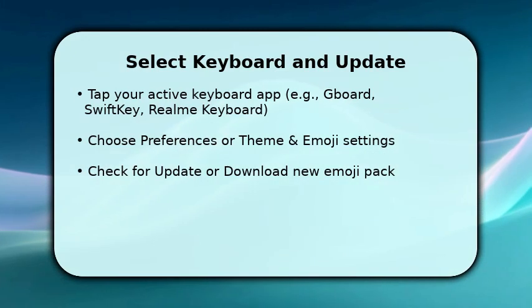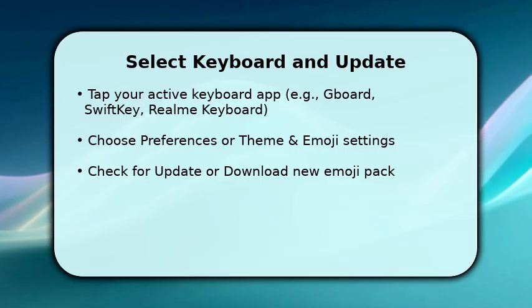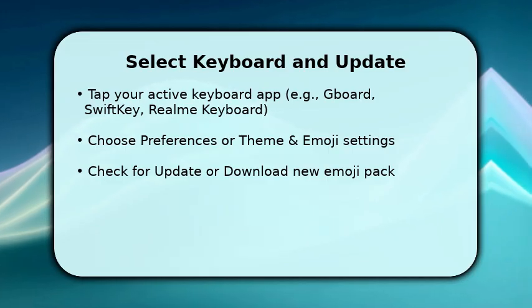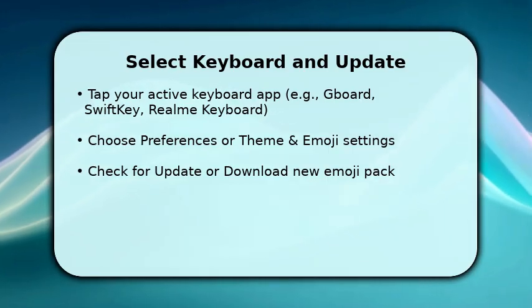Now tap the keyboard app you currently use, for example Gboard or Realme Keyboard. This opens the app's configuration. Once inside, find Preferences or Theme and Emoji Settings. That's where emoji packs and styles live.